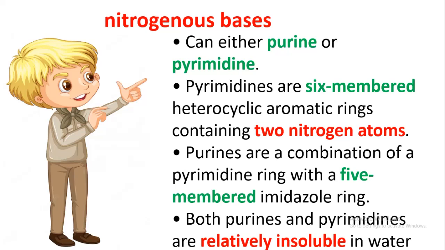Purines and pyrimidines are relatively insoluble in water, meaning they are hydrophobic. Now, my question is, what happens when the pH is increased? What happens to the solubility of the purines? Does it increase, decrease, or remain constant?